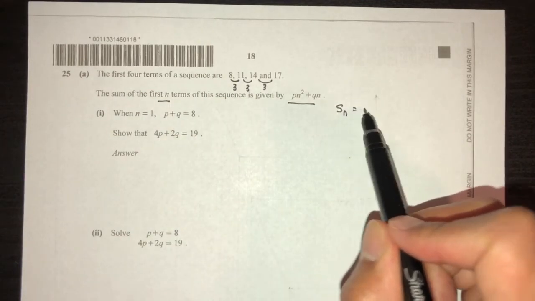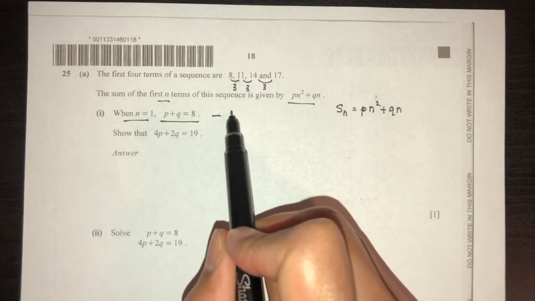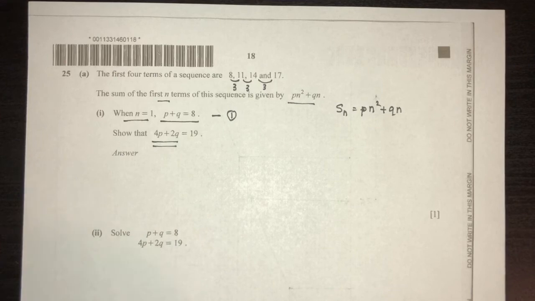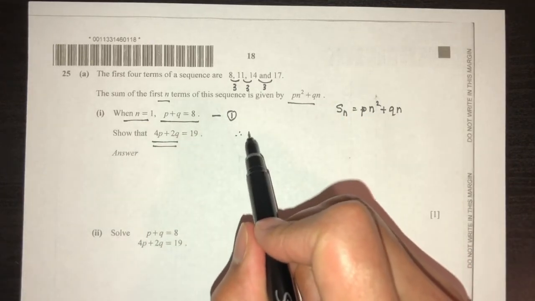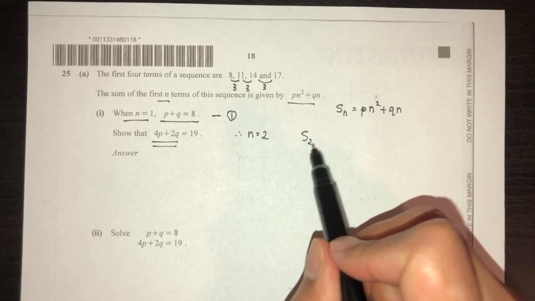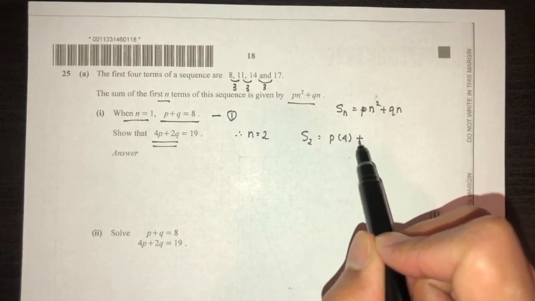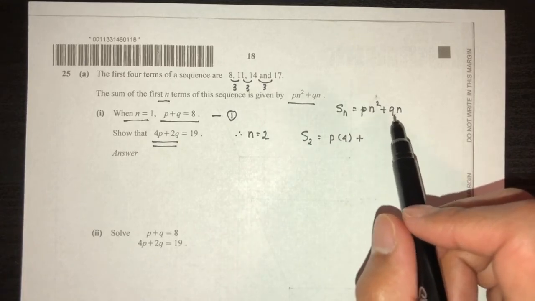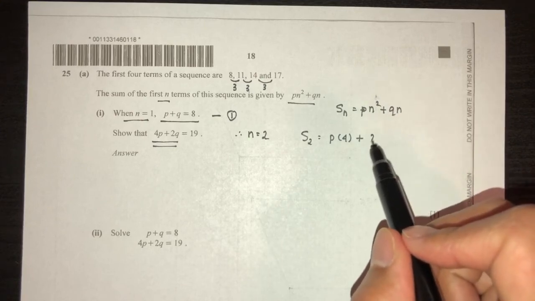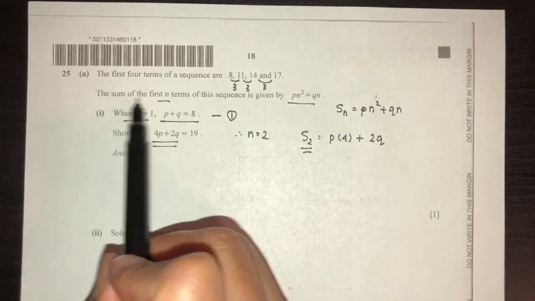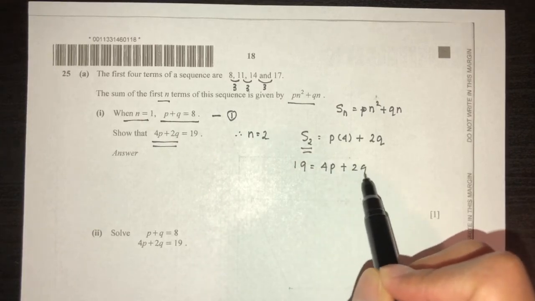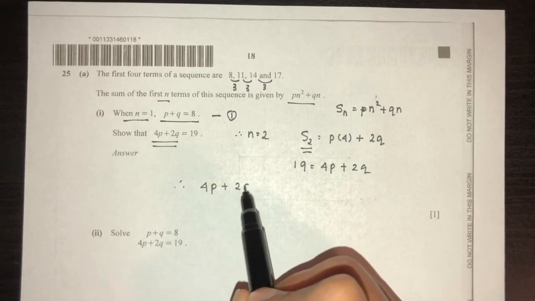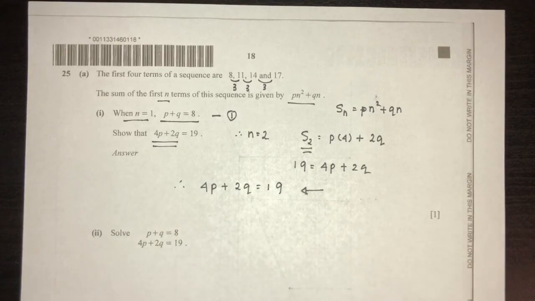So the sum of the first n terms has to be pn squared plus qn. Now, when this is true, we have this value, that is our first equation. We have to show this one. Now, by observation, you can see that q is here, and right beside q we have 2, which is n. So let's take the value of n to be 2. So you will have S2, that is p times 4 plus 2 times q. Now what is S2? S2 is the sum of the first two terms, which is 8 plus 11, that will be 19. That will be 4p plus 2q. So we have shown that 4p plus 2q is equal to 19. Okay, that is shown as required.